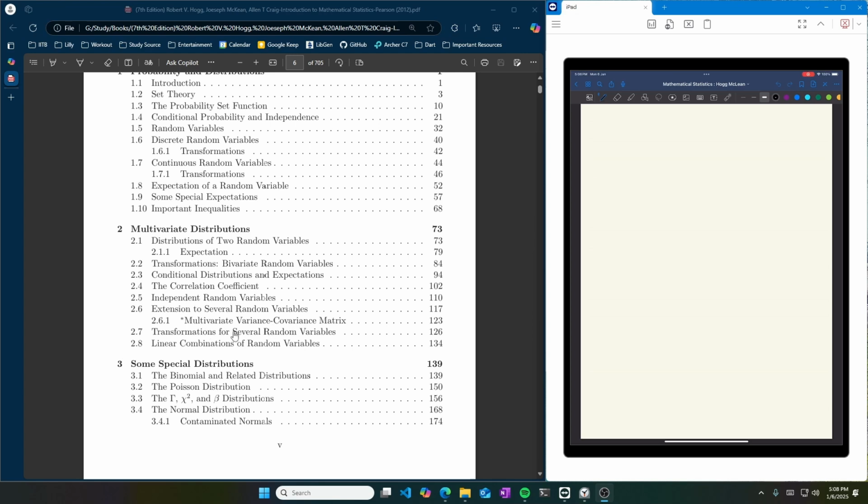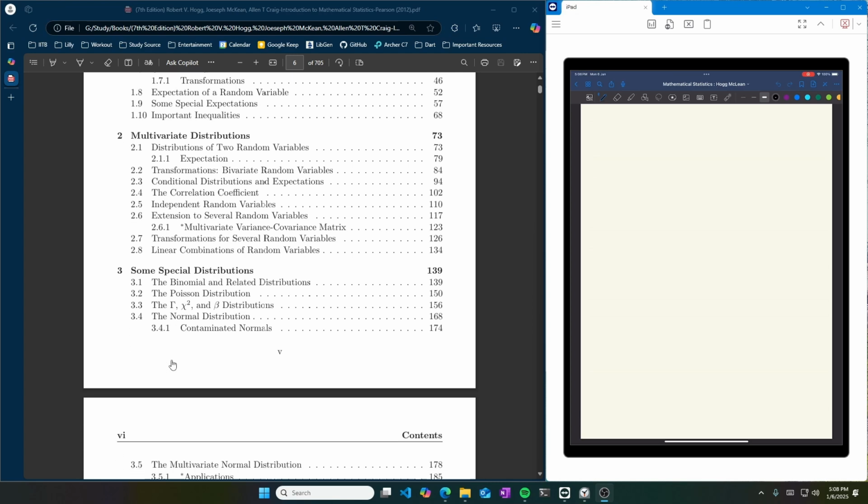Multivariate covariance variance matrix, which is very useful when we move into actual multivariate analysis, and transformation of several random variables, linear combination of random variables. Essentially, we can combine some of the random variables together.